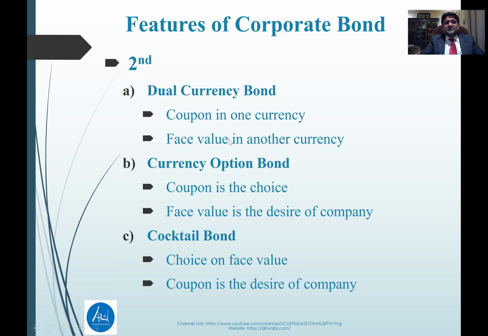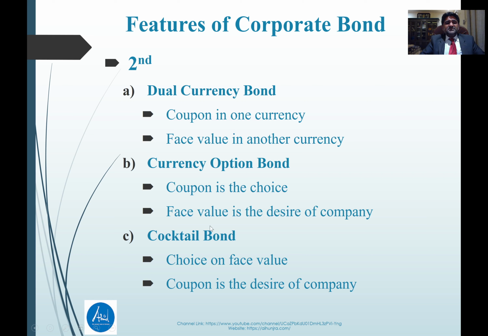Currency option. Here is the option, on what? One is coupon, second one is face value. If it's a currency option, the coupon is the choice of investors. The investor can take the coupon amount in any currency, whatever he or she wants. The face value is the desire of the company; here the investor does not have the choice. The face value will be given to the bondholder in any currency, whatever the firm wants. That is the desire of the company.